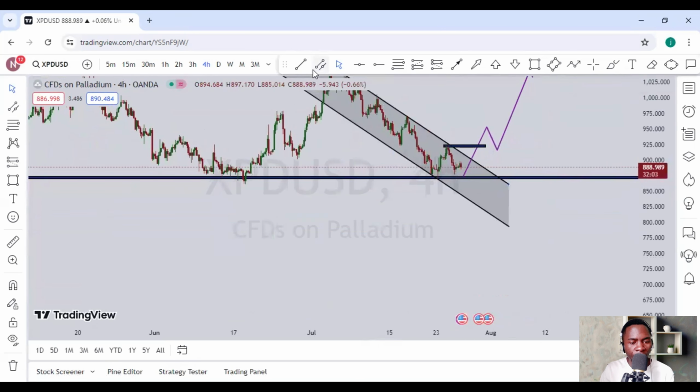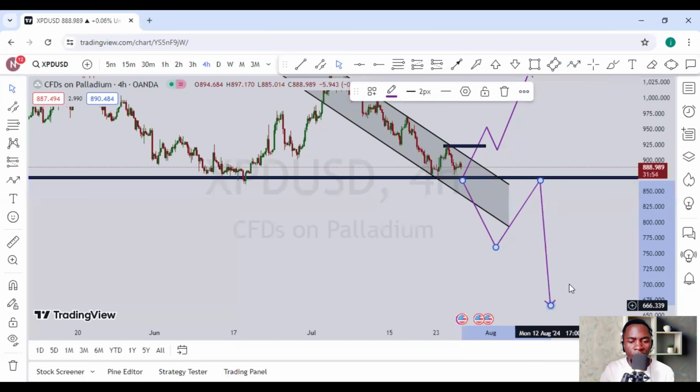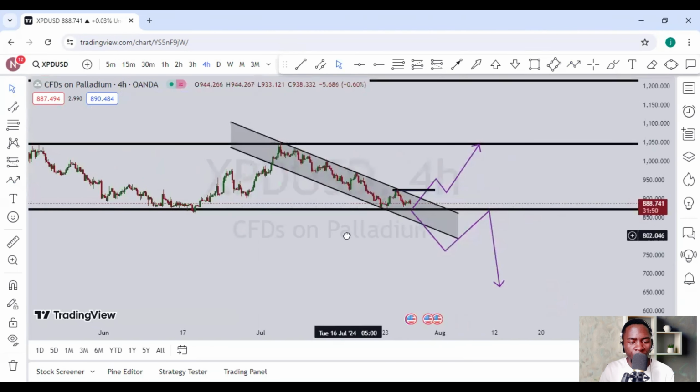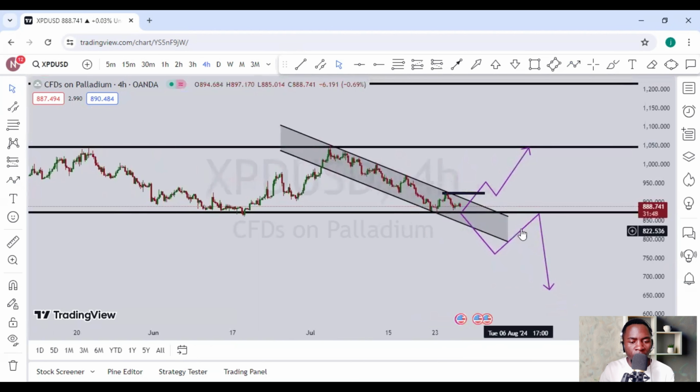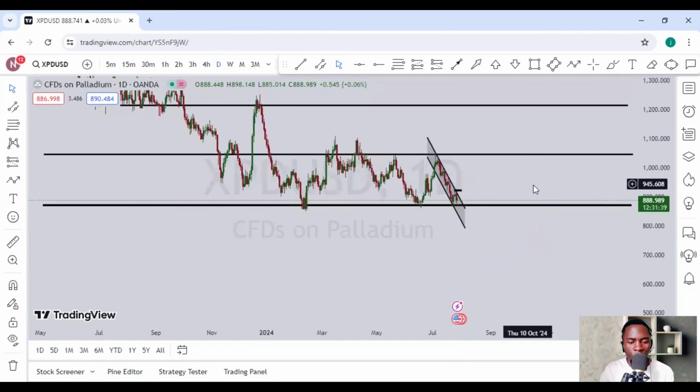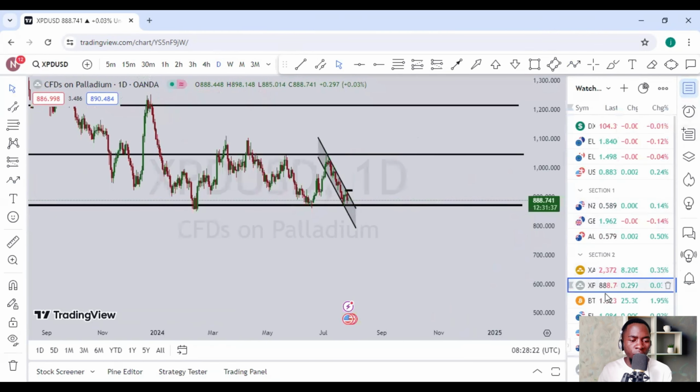The second thing I'm expecting to see, because now this is a level, I'm expecting also to see the market break the downside, retest, then give me a sell. Those are the two things that I'm expecting to see on this particular pair. So let's wait and see how palladium will react in the future.